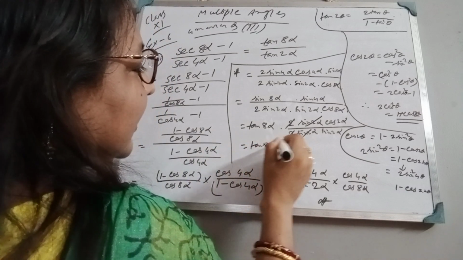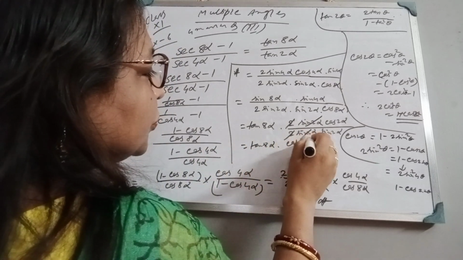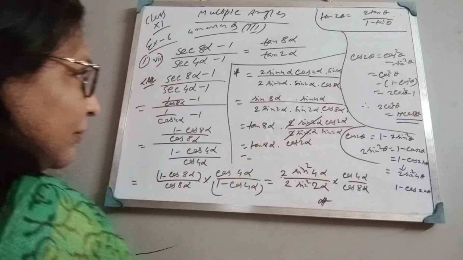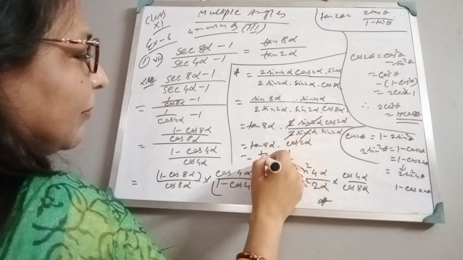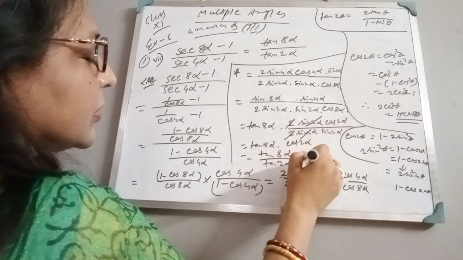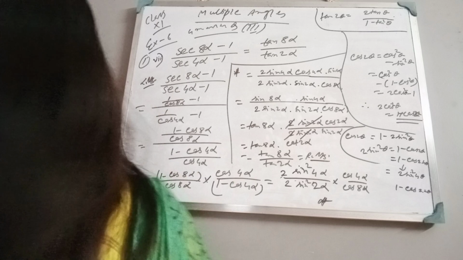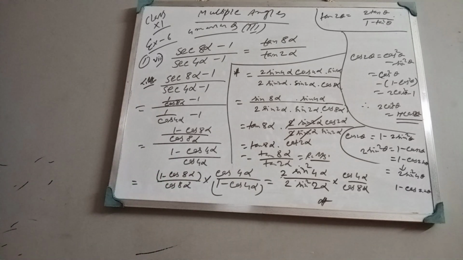Now tan 8 alpha into cot 2 alpha. Cot 2 alpha means 1 by tan 2 alpha. So we have got tan 8 alpha by tan 2 alpha, which is equal to the right hand side. I think now it's clear to you.